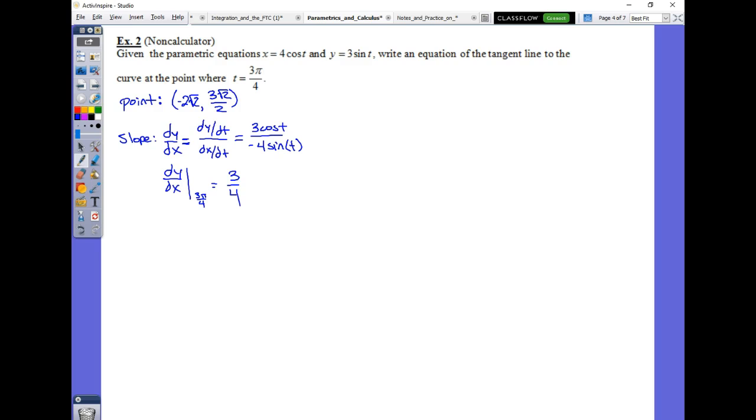All right. So if you find the points, you can find the points by substituting 3 pi over 4. dy/dx is dy/dt over dx/dt. Take the derivative, evaluate at 3 pi over 4. And from here, it's really easy. Plug in a bunch of numbers.